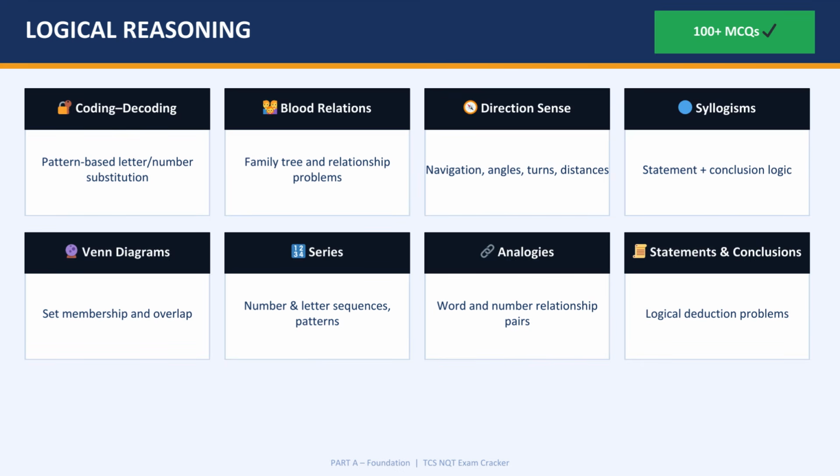Venn diagrams test set membership and overlaps. Series tests number and letter sequence patterns. Analogies test word and number relationship pairs. Statements and conclusions test pure logical deduction. The key to logical reasoning is speed. These questions are not difficult. They are time traps. Practice each type until you can solve them in under a minute.